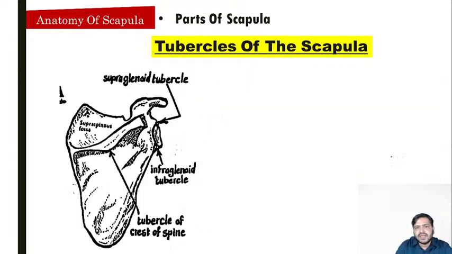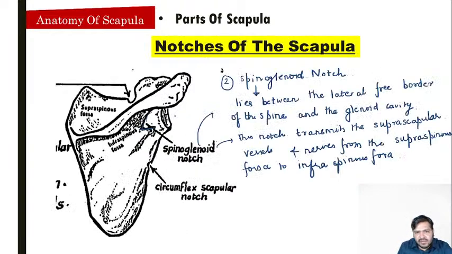The third notch that I wanted to discuss with you is the circumflex scapular notch, which you can see on the dash border. Tell me the name of this border where you can see the circumflex scapular notch, and that is marked with A. Which border is this where you can find the circumflex scapular notch?